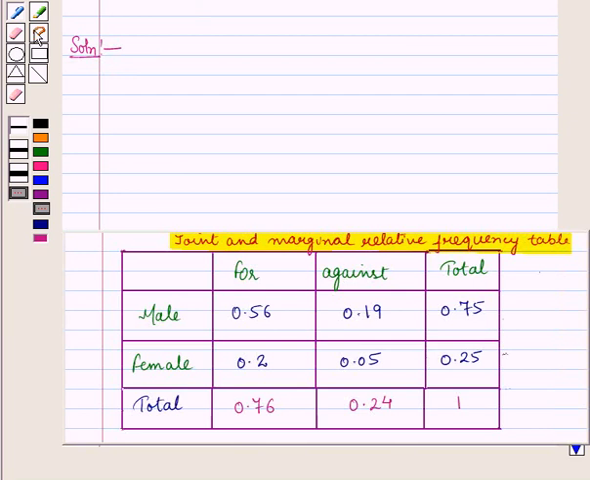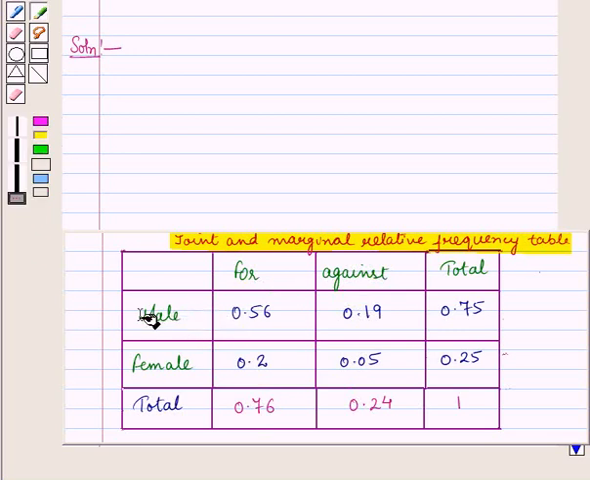Now in this table, we are given two categories. One is gender, that is male and female, and other is opinion, that is for and against the bond issue. And in this table, we are given the joint and marginal relative frequencies. Also, here we are given male and female in rows and for, against in columns.